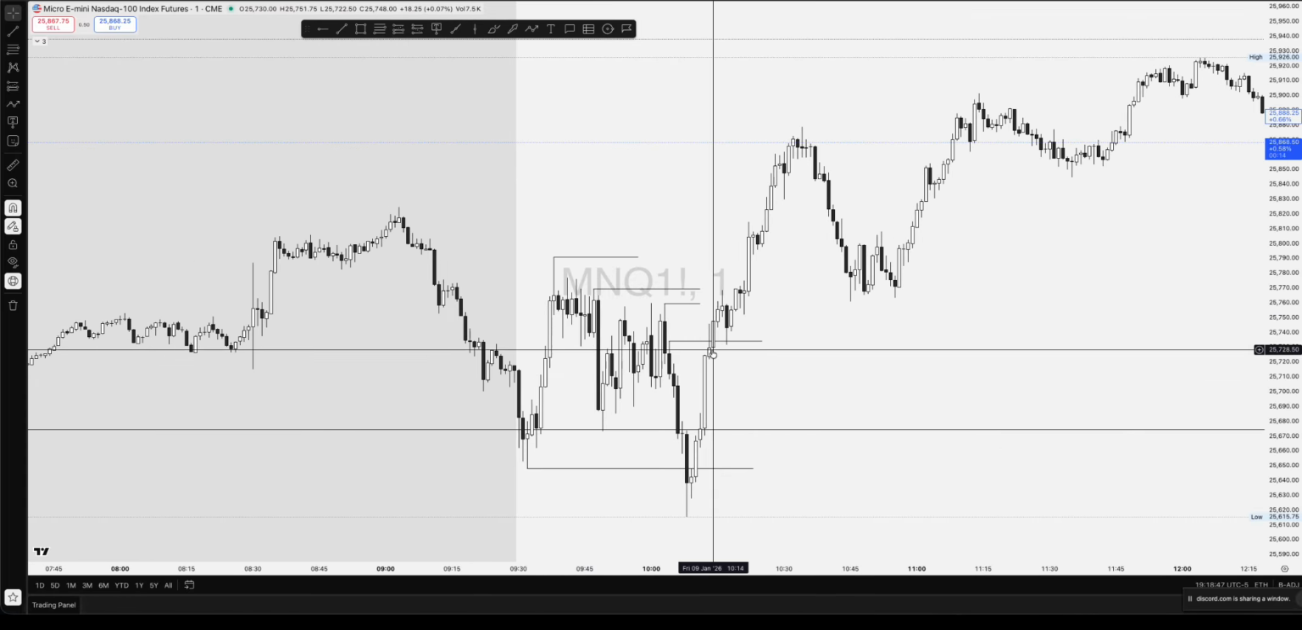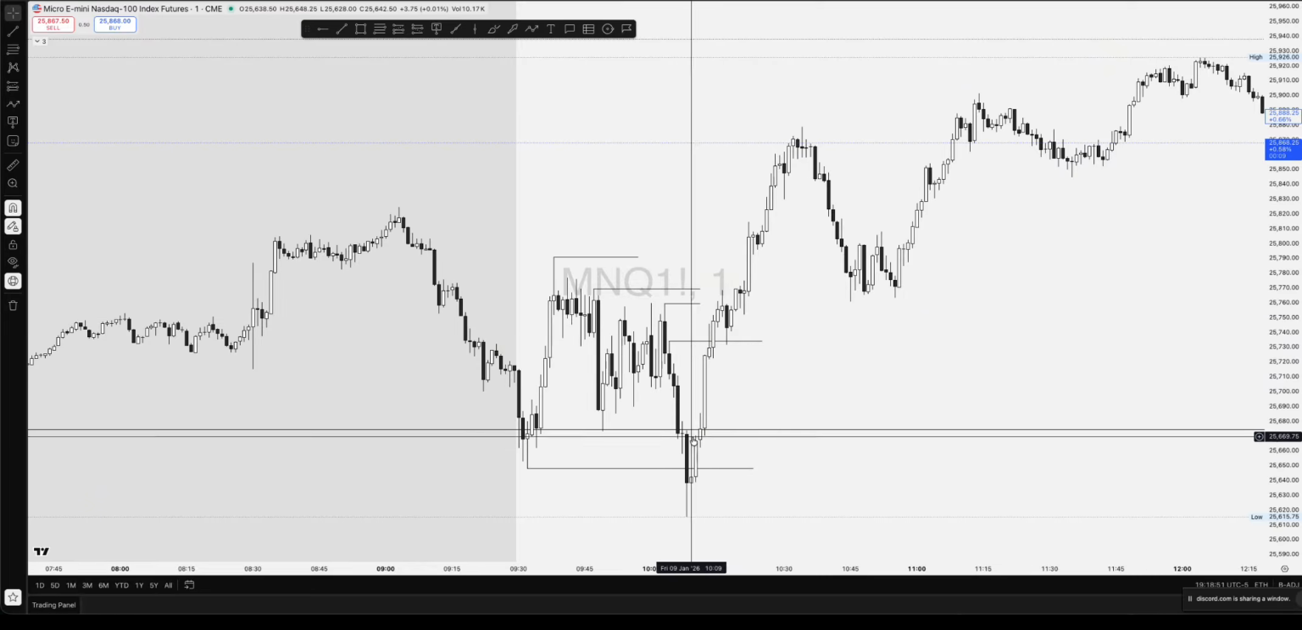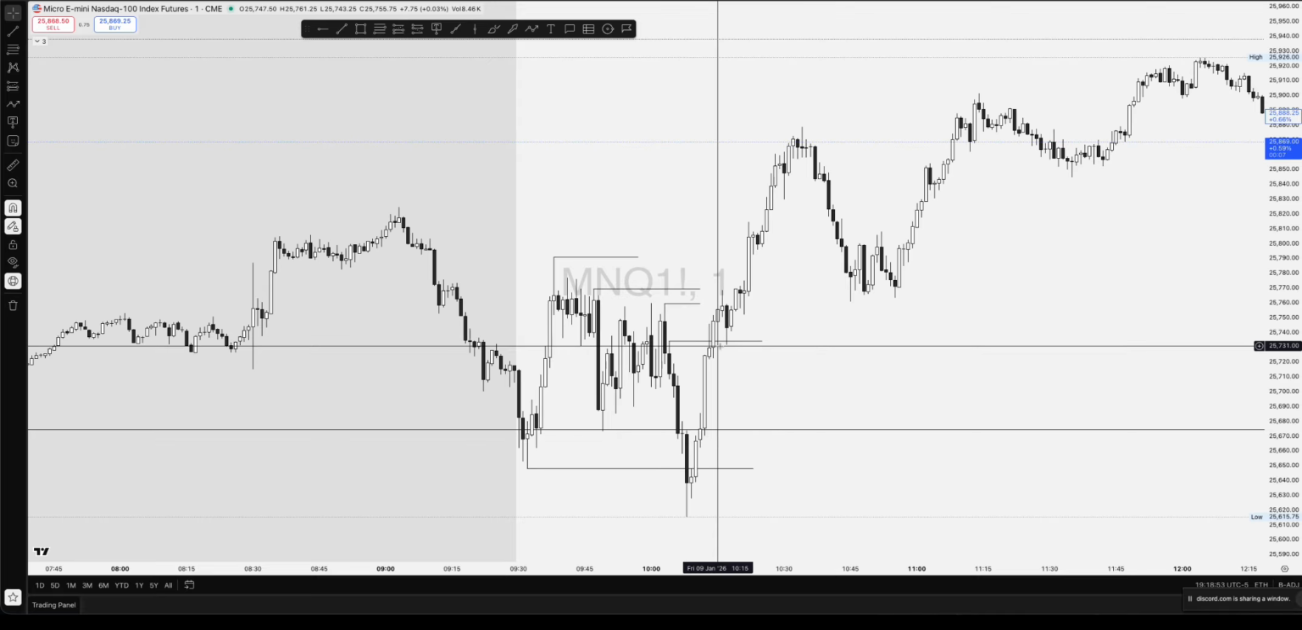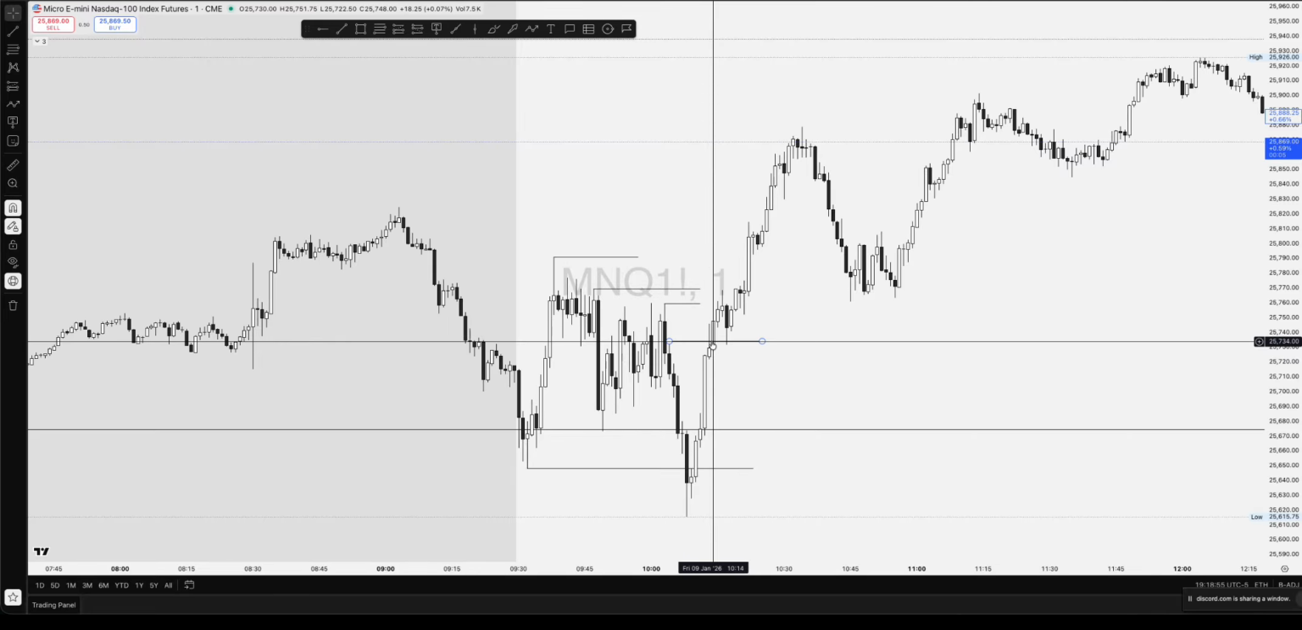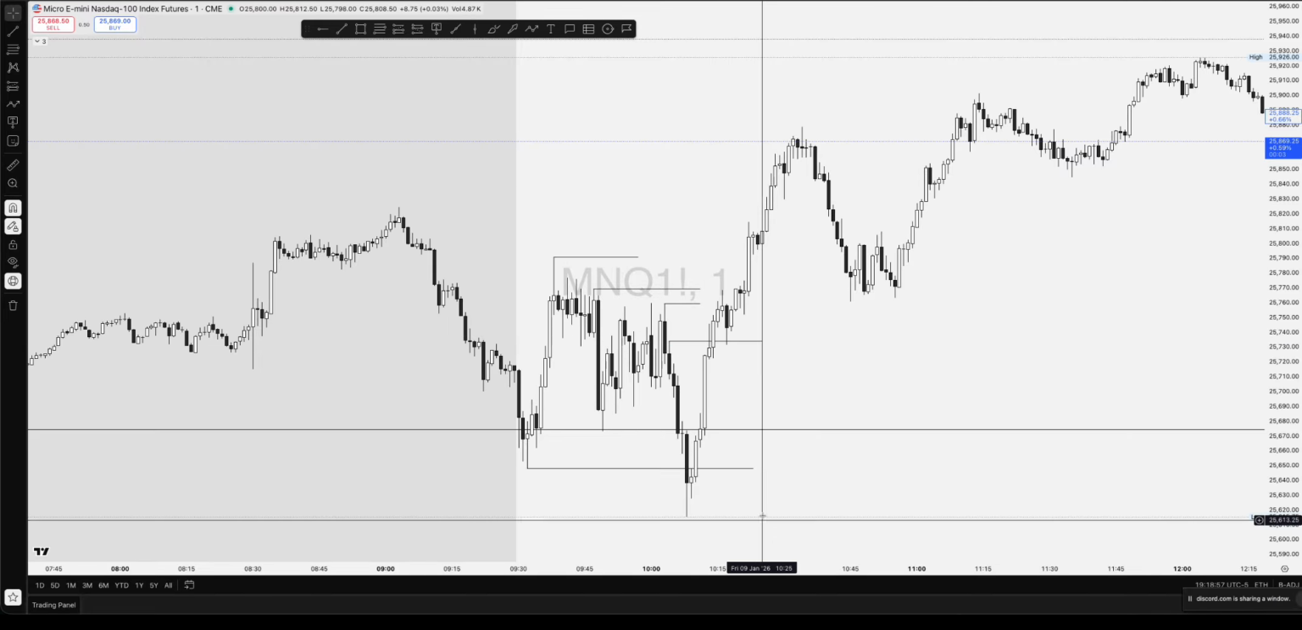So that is where some traders, and it's valid, bring your stop loss into profit, because it's possible that this could easily create a lower high, come back and create another lower low.